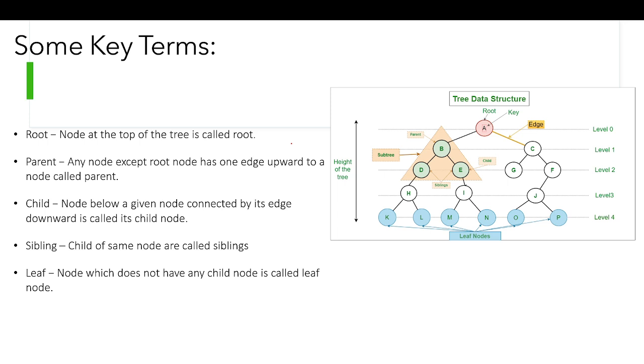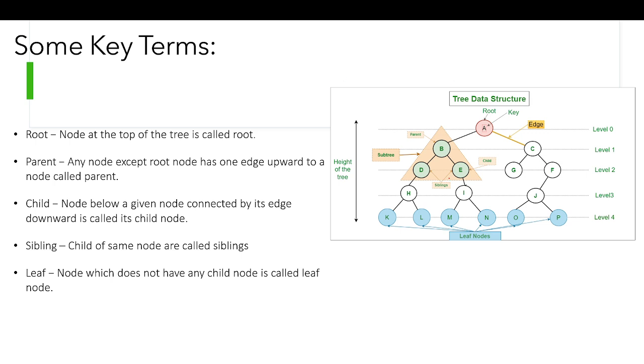So let's understand some more terminologies. So far we have understood the root, which is the topmost node of the tree. A parent: any node except the root has one edge upward to a node that is known as a parent. Child: the node below the given node connected by its edge downward is called the child node. Children of the same node are called siblings. Leaf is the node that doesn't have any child.